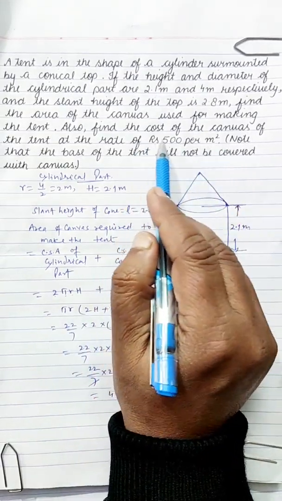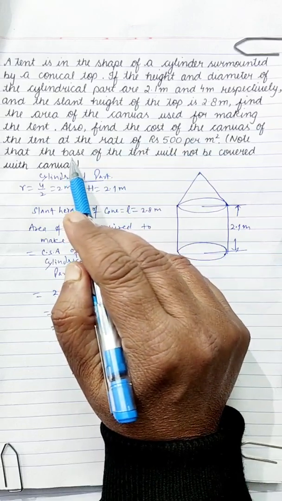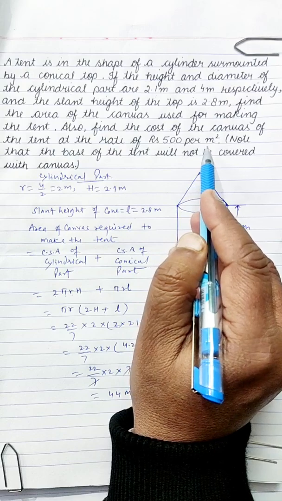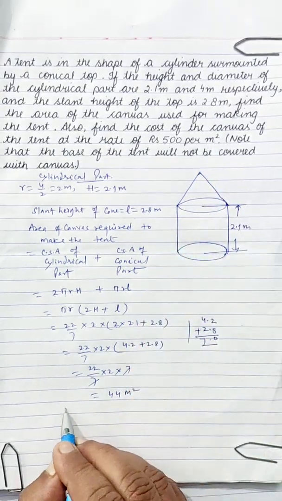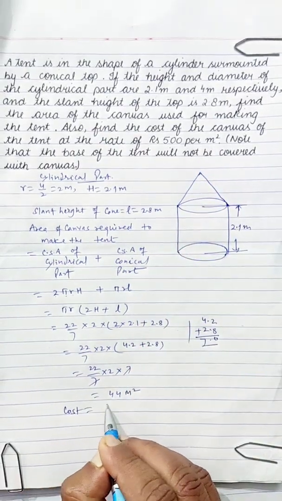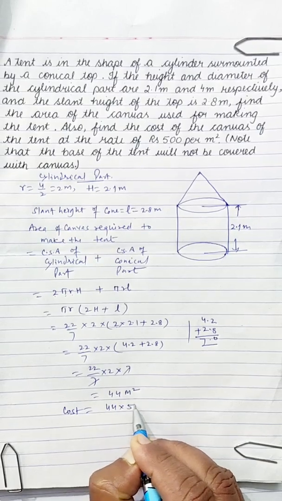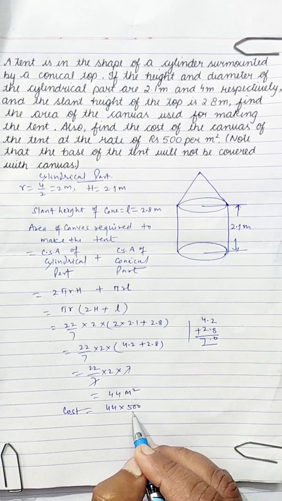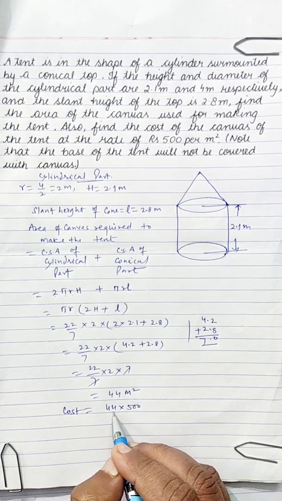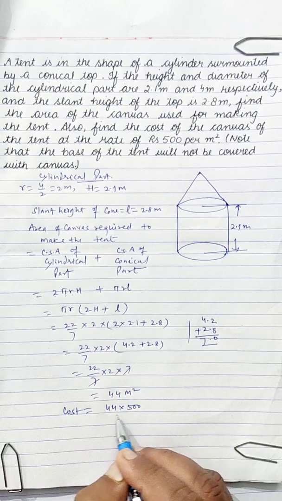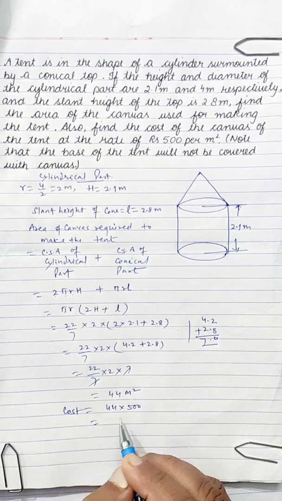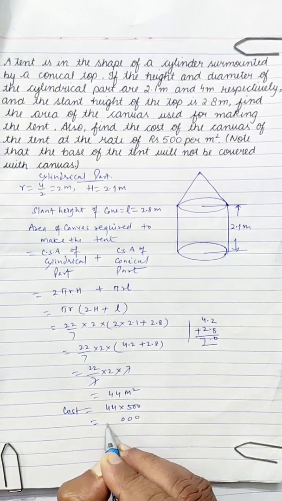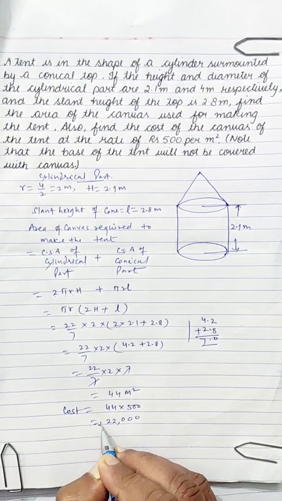The question is, find the cost of canvas at the rate of rupees 500 per meter square. So cost will be, because 1 meter square of canvas cost rupees 500, so 44 meter square canvas will cost 44 into 500. For more we multiply. It is rupees 22,000.